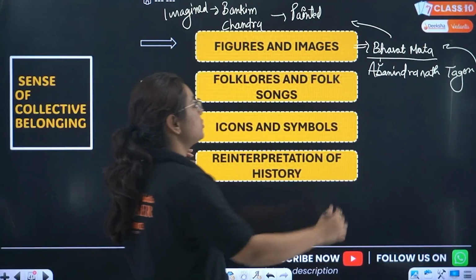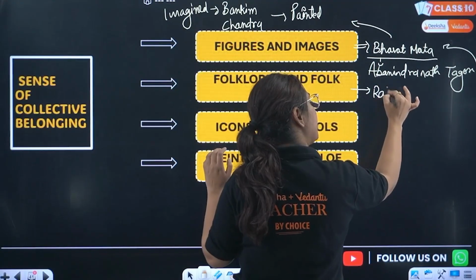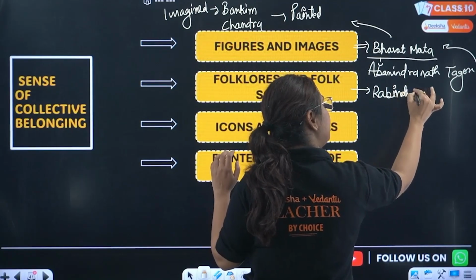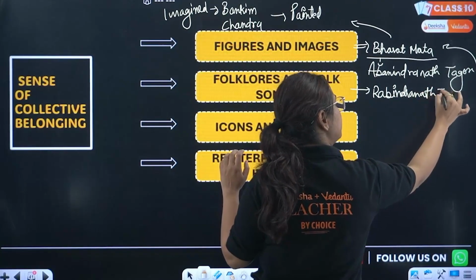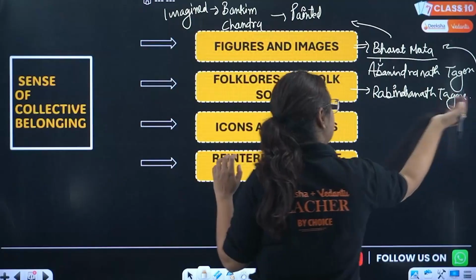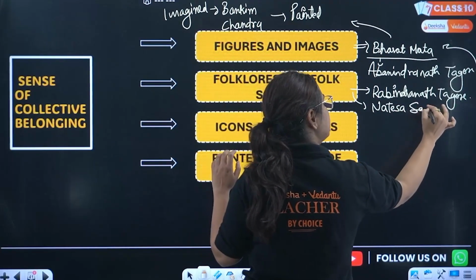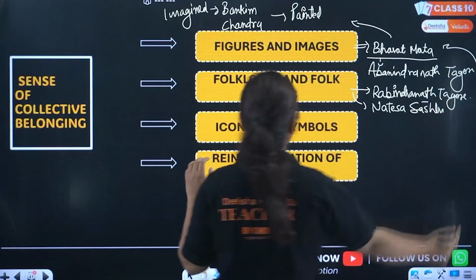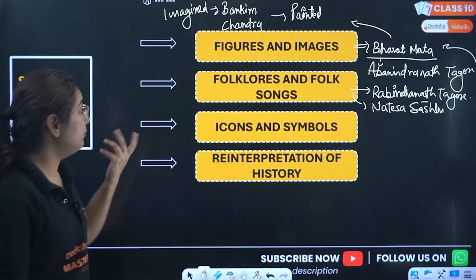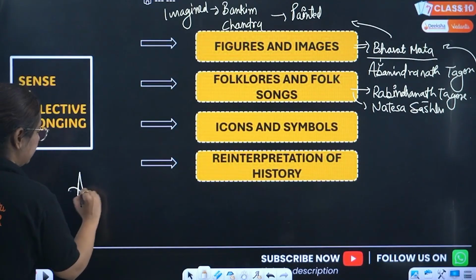Folklores and folk songs. So, Rabindranath Tagore has a history of writing folklores. Then there was Natesha Shastri, who had played a similar role. Then we have one more thing, that is Anand Math.